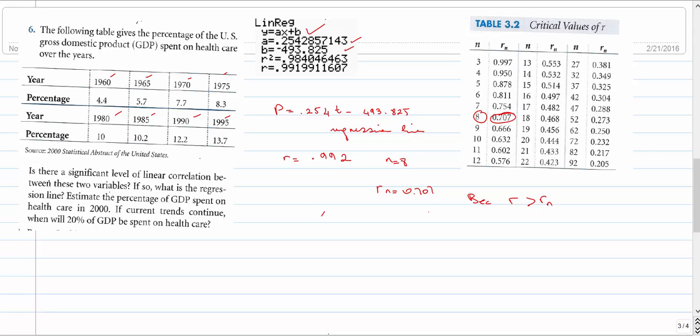there is a significant level of linear correlation between these two variables. So I answered my question up to here.